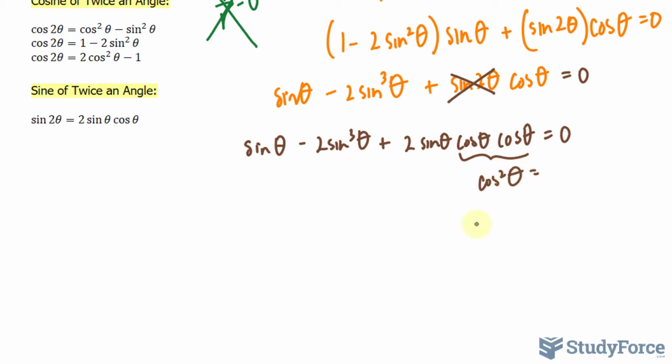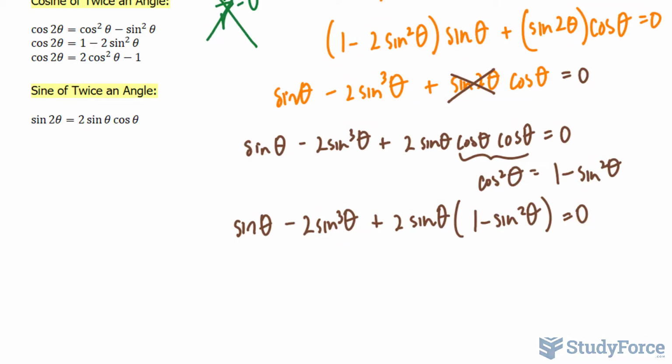Cosine squared theta, this part, is equal to, remember the Pythagorean identity, where we have sine squared theta plus cosine squared of theta is equal to 1. If I bring over sine squared theta, I have 1 minus sine squared theta. So I'm going to replace this with 1 minus sine squared theta, and now we have an equation that is exclusively in terms of sine.